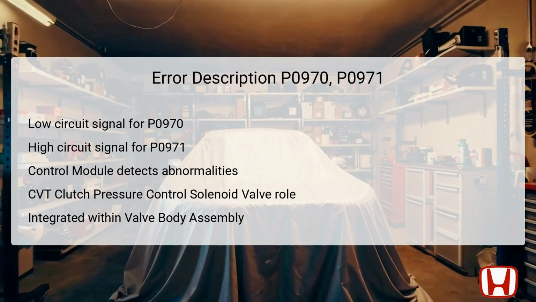triggers the respective DTC. The solenoid itself is part of the CVT assembly located within the valve body, playing a pivotal role in ensuring proper clutch engagement and disengagement for smooth driving. The successful functioning of this solenoid is vital for the overall health of the transmission system.